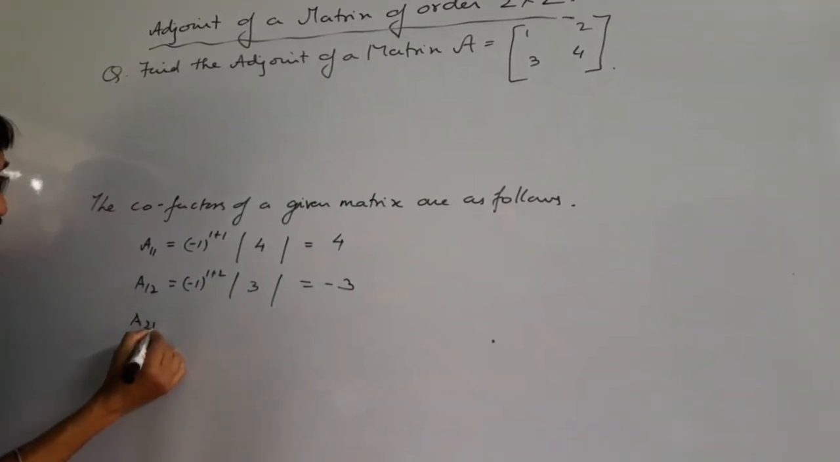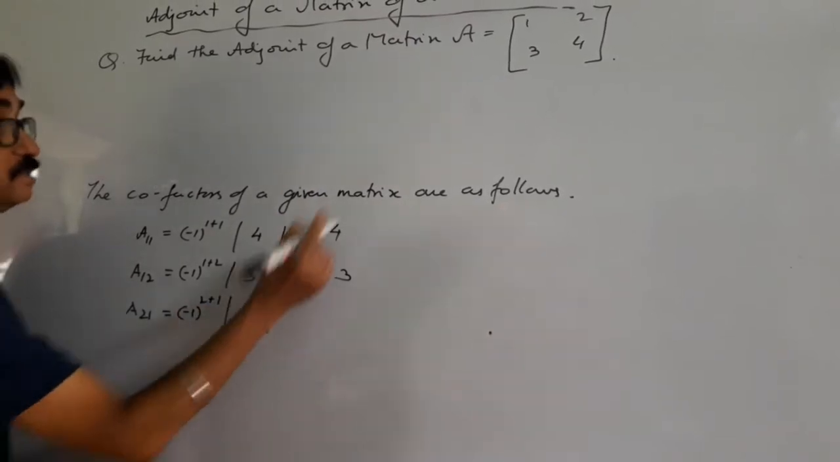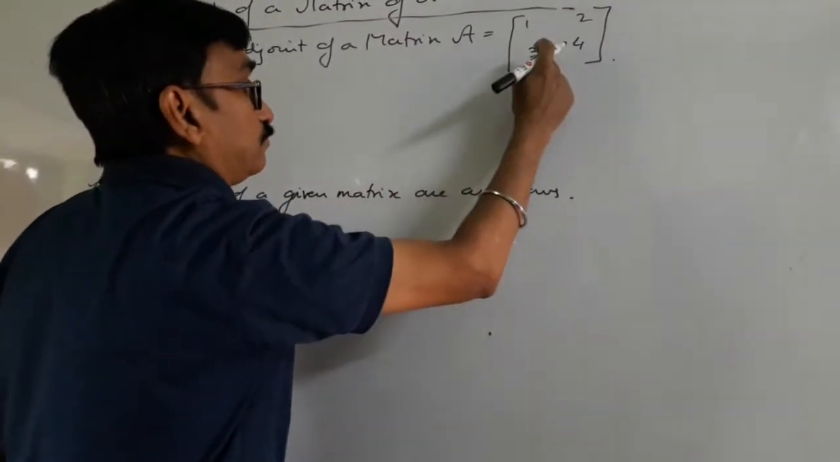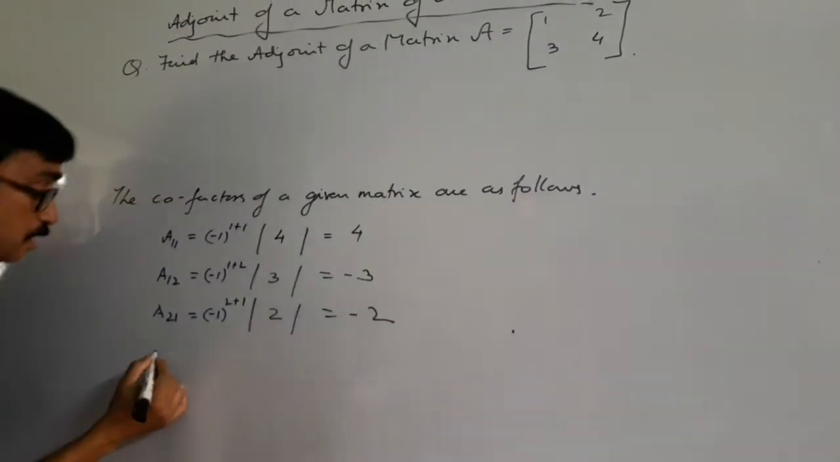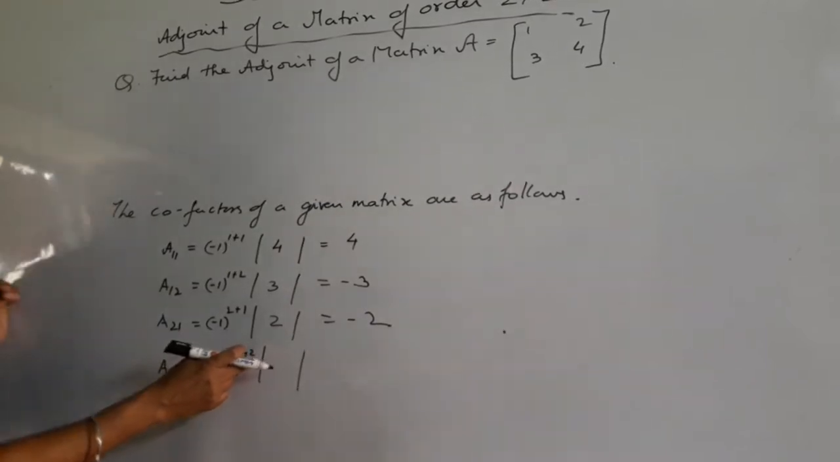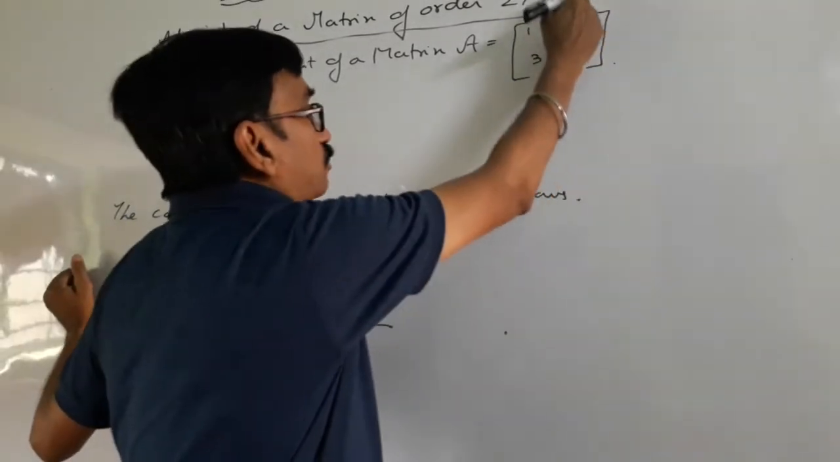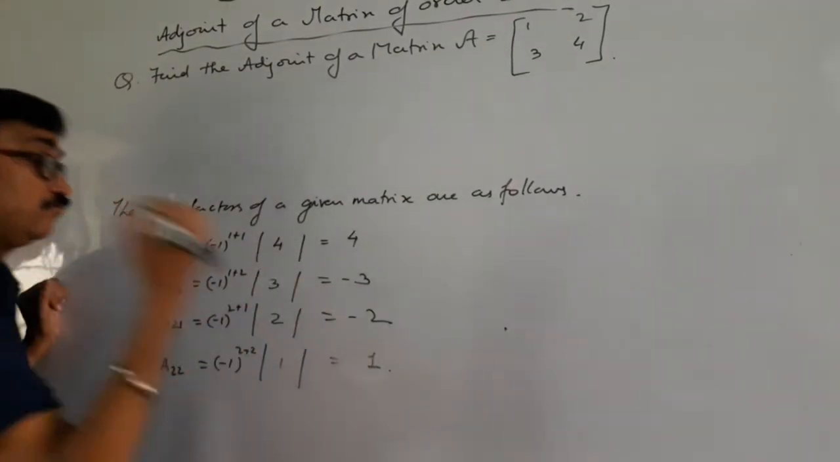Now A21 is minus 1 to the power 2 plus 1, second row first column will be deleted, left out with 2, we get minus 2. A22 is minus 1 to the power i plus j, that is 2 plus 2. Second row and second column will be deleted, we are left with only 1, so we get 1.